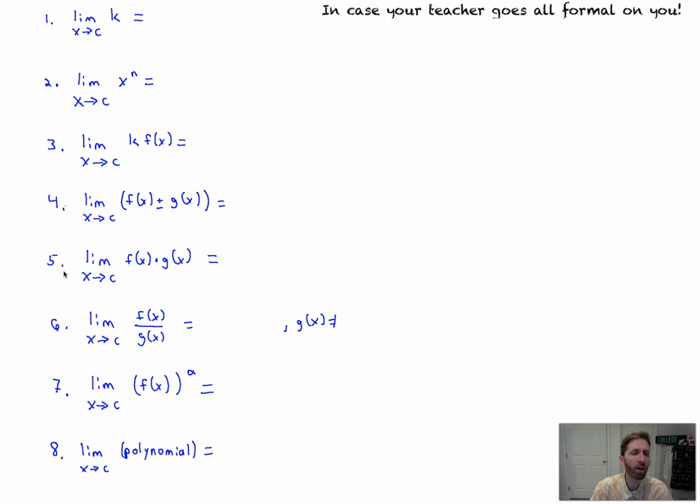So essentially, here are all our limit properties, and it has to do with direct substitution, when we can just substitute in a limit directly. So in a previous video, I went over a bunch of examples like this. These are the formal properties.